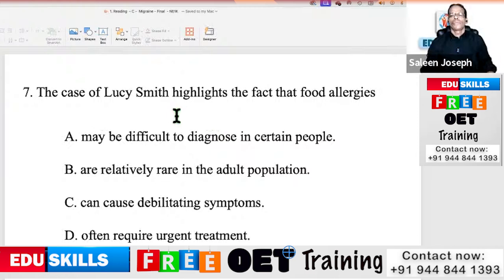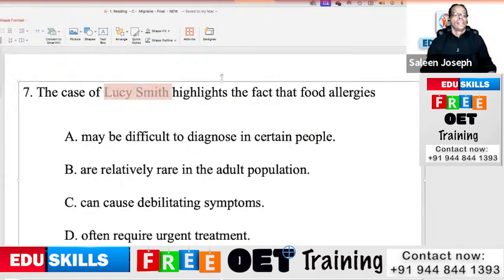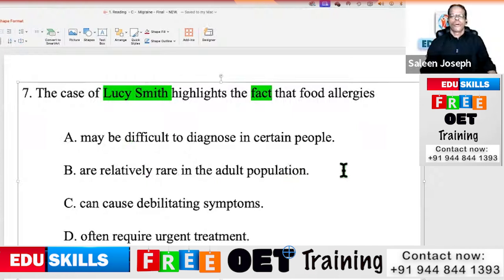This is the 7th question. The case of Lucy Smith highlights the fact that food allergies. Name: Lucy Smith. Fact. First option: may be difficult to diagnose in certain people. What is the concept in this option? Diagnose. Yes, concept-based hedging words, we call them, concept-based keywords. B: are relatively rare in the adult population. Rare. C: can cause debilitating symptoms. Next one, D: often require urgent treatment. Treatment. Option A says diagnosis, C says symptoms, D says treatment, and B says relatively rare in the adult population.